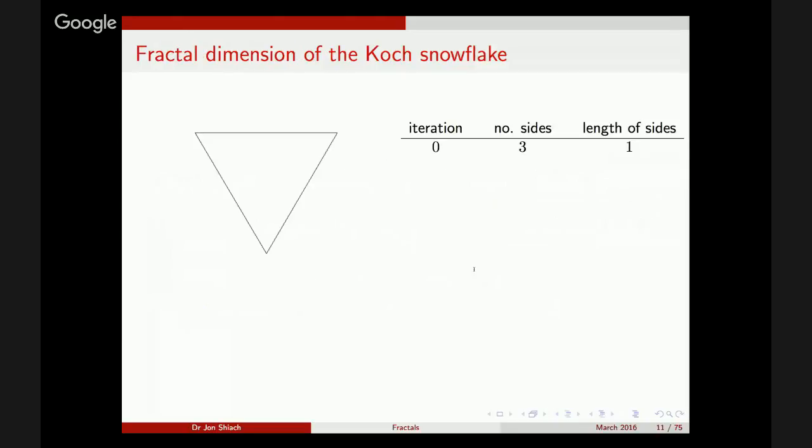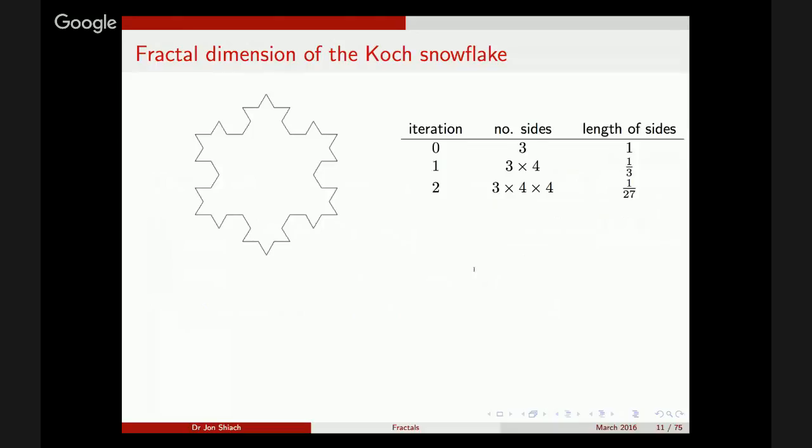Okay, so let's have a look at this fractal dimension. Starting off with an equilateral triangle, we have 3 sides, and the length of each side I'm going to say is 1, just for ease of calculation. At iteration 1, we no longer have 3, we have 3 times 4 lengths, because each of those 3 lengths now has 4 sides, because we replace the middle third with 2 further lines. And the length of each of those sides is a third.